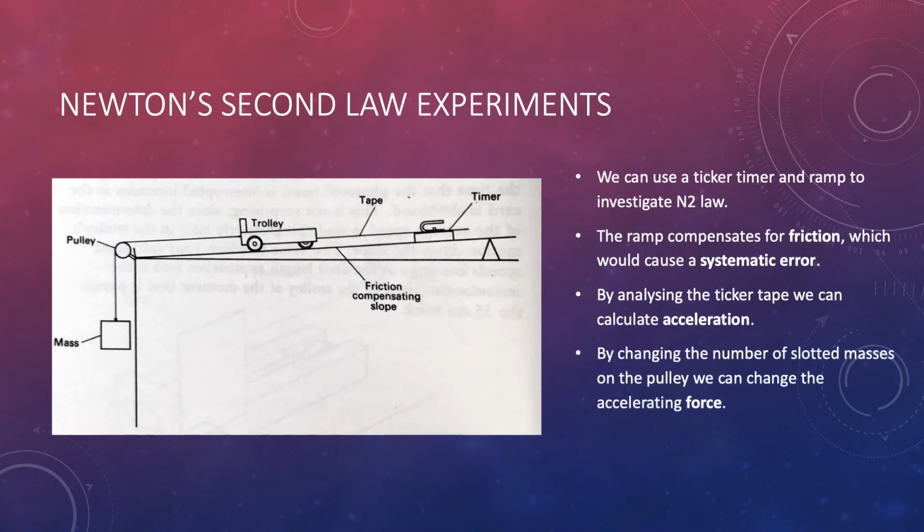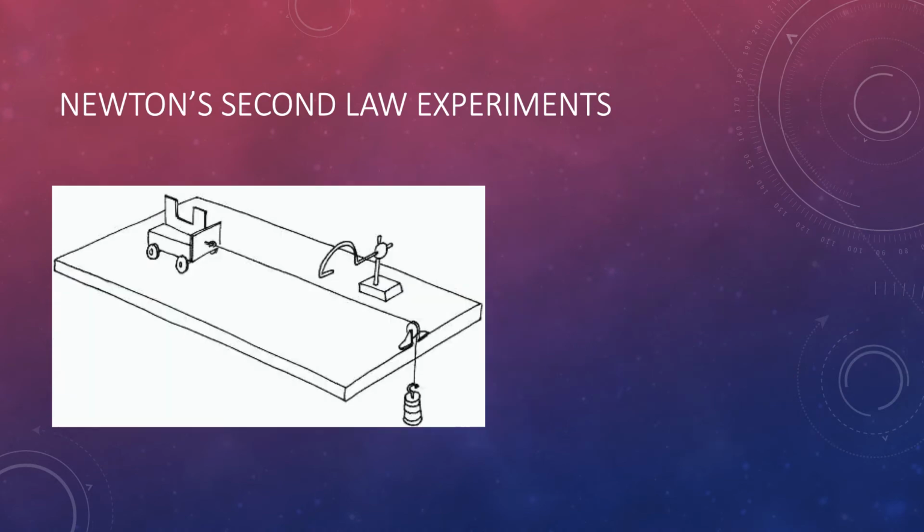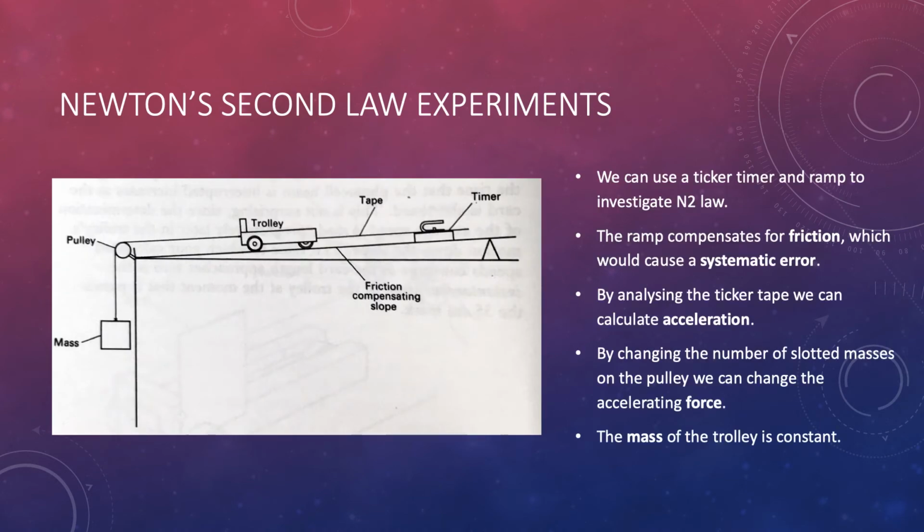The experiment would be, if we change the number of slotted masses on the pulley, we can change the accelerating force. Thus, keeping the mass of the trolley constant, we could work out what the acceleration was. So we're proving that accelerating force is proportional to acceleration. We could twist the experiment round and change the masses on the trolley. So instead of changing the masses off the edge of the desk, we could put some extra mass on the trolley and change the mass of the trolley instead.